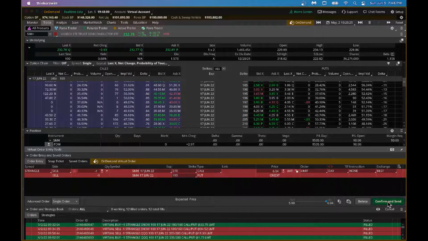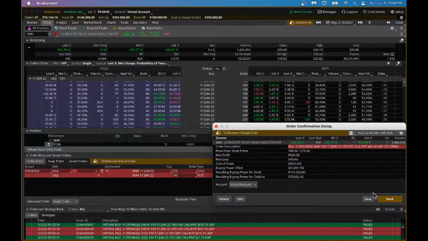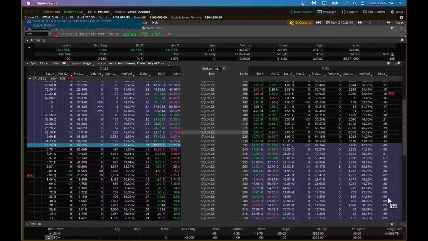I like it. Nice premium here. And confirm and send here. Buying power effect is not too much, just $3,400. Done. So we did Strangles. That's a good one here. You can do this when the volatility is high. That's one of the reasons I do it.